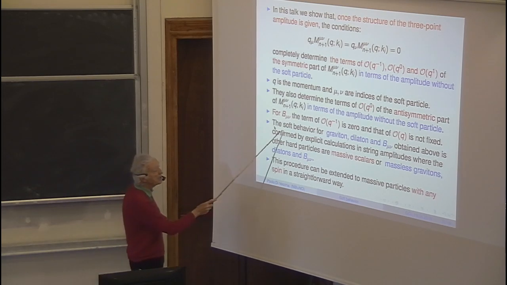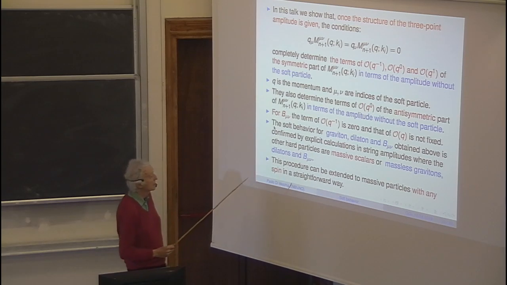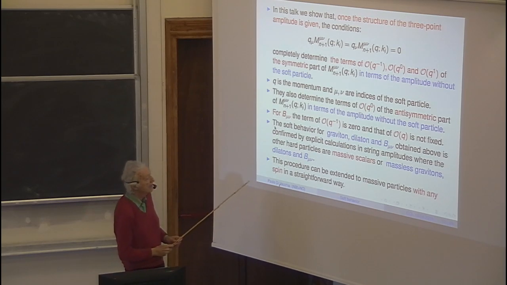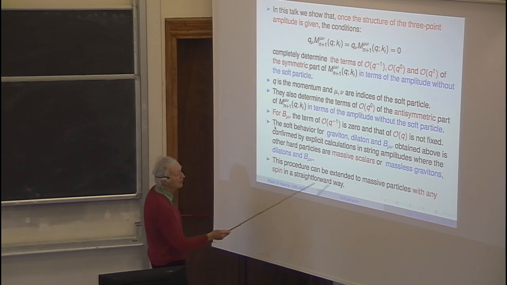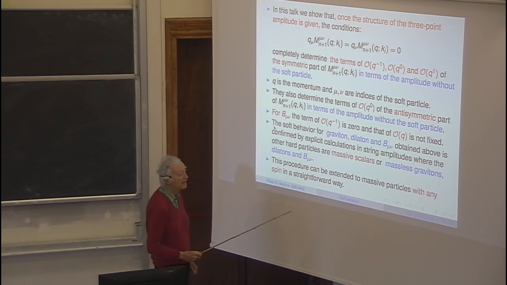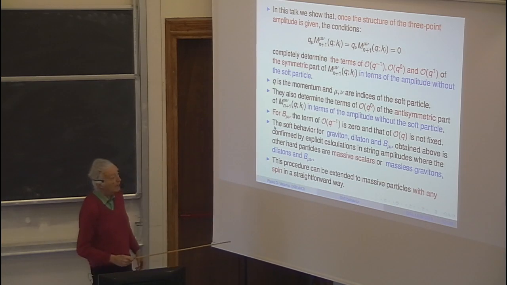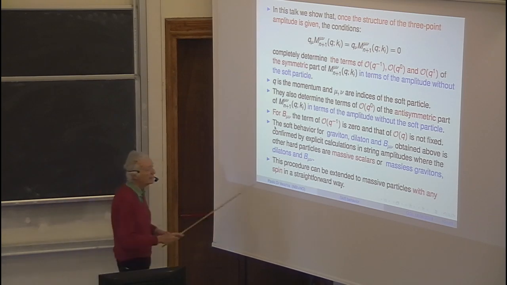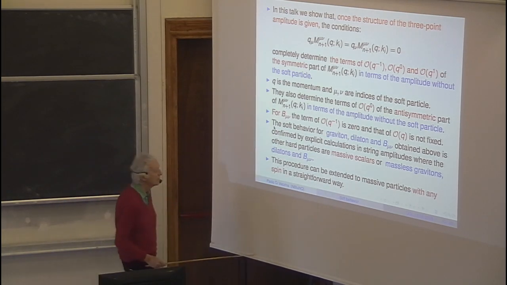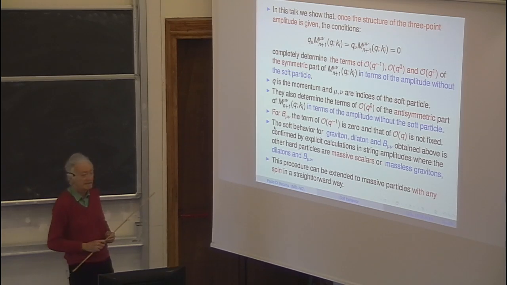Now, the soft behavior for graviton, dilaton, and B mu nu obtained in this way is confirmed by explicit calculation in string amplitudes, where the other particles are massless scalars, like the tachyon, or massless graviton, dilaton, and B mu nu. However, as you will see, this procedure can be extended to massive particles with any spin, although it's more complicated.